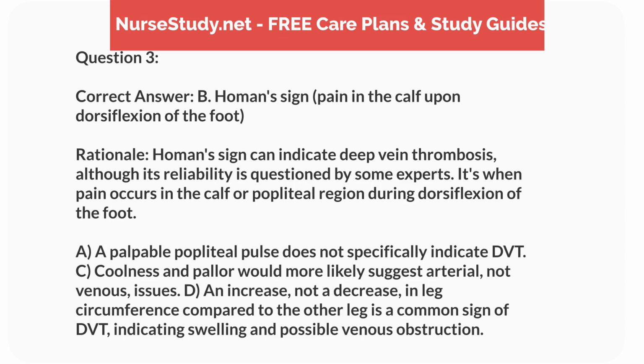Correct answer: B. Rationale: Holman's sign can indicate deep vein thrombosis, although its reliability is questioned by some experts. It's when pain occurs in the calf or popliteal region during dorsiflexion of the foot. A palpable popliteal pulse does not specifically indicate DVT. C. Coolness and pallor would more likely suggest arterial, not venous, issues. D. An increase, not a decrease, in leg circumference compared to the other leg is a common sign of DVT, indicating swelling and possible venous obstruction.